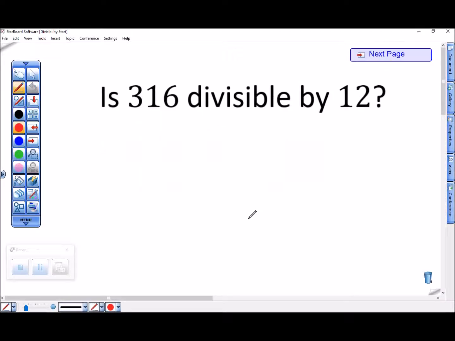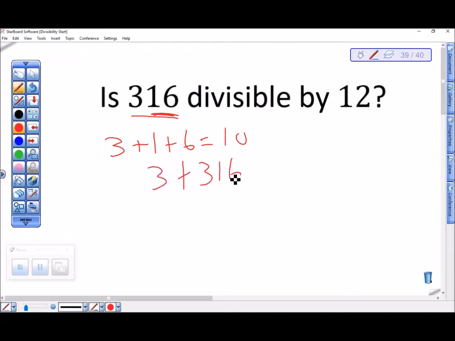Is 316 divisible by 12? This time we meet the 4, because 16 is divisible by 4, but do I meet the 3? 3 plus 1 plus 6 is going to be 10, so 3 does not divide this number. So neither does 12. 12 does not divide 316.